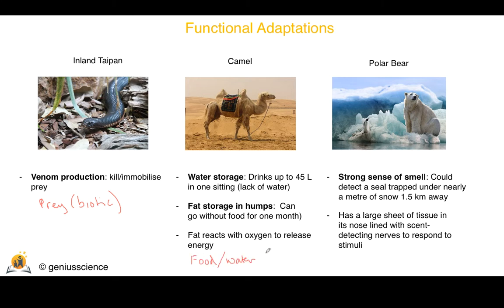Water is an abiotic or non-living factor, whereas food is a biotic factor. And the polar bear's strong sense of smell is allowing it to detect prey. Prey is a food source, therefore it is a biotic factor.